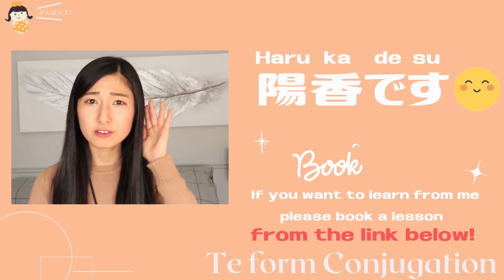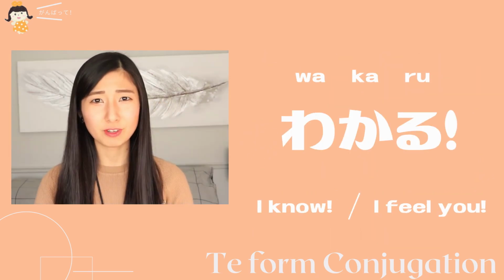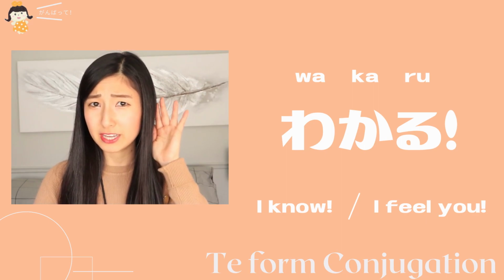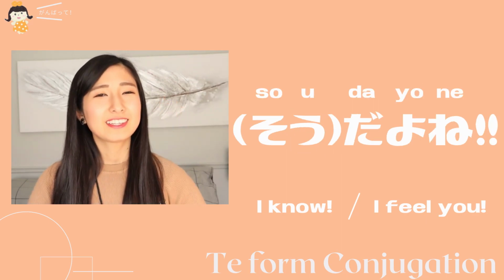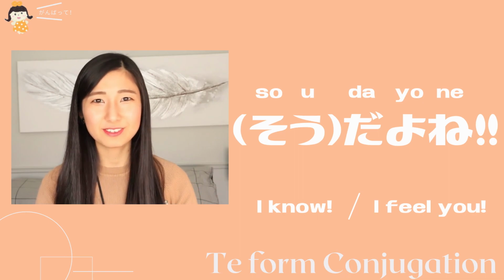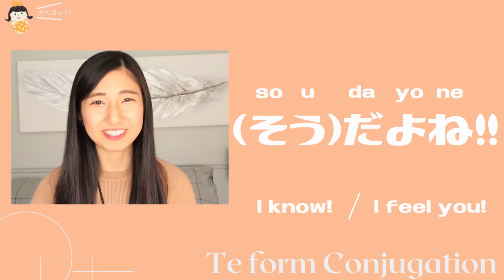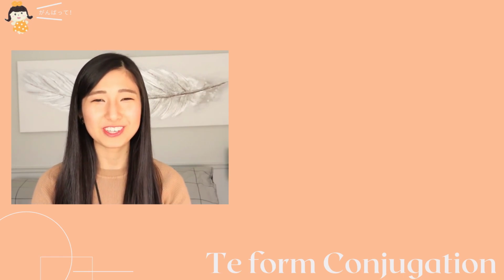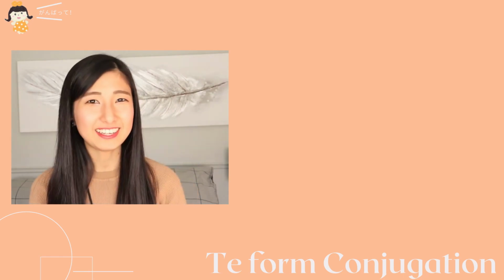The verb conjugations are difficult. わかるわかる。Especially te form. だよね。Don't worry, I'm here for you. Today we are going to learn te form conjugations. Let's get started.